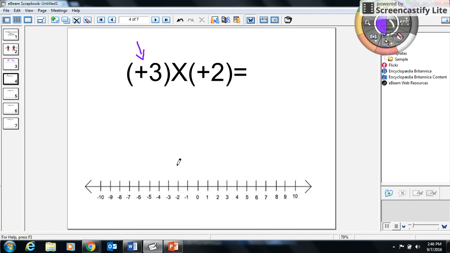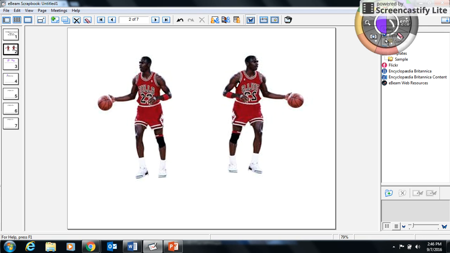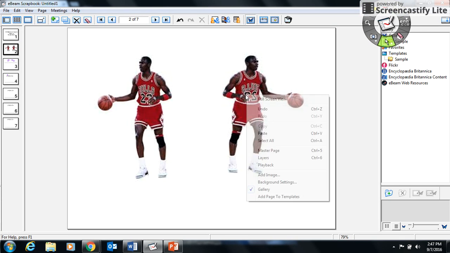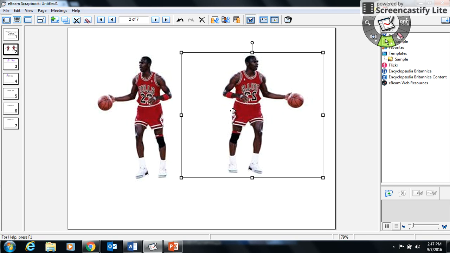Okay, so I'm going to grab Michael Jordan here, and I'm going to show you something. The positive sign means we're going to grab Michael Jordan. We're going to set him up at 0. It's going to be neutral, but he's got the positive sign right here. So that means he's going to face towards the positive side. Okay, so let's go grab him. Which one of these Michael Jordans faces the positive side? Well, it is this guy. So we're going to highlight him.